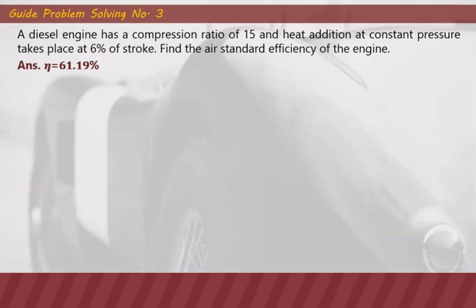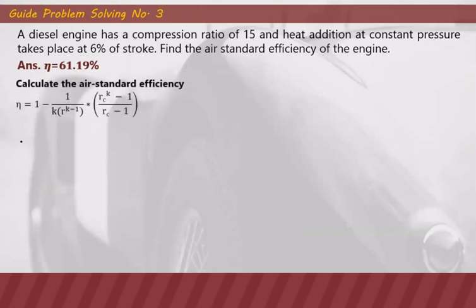Guided problem solving number 3. So this is the problem. A diesel engine has a compression ratio of 14 and heat addition at constant pressure takes place at 6% of the stroke. Find the air standard efficiency of the engine. So for the diesel engine, air standard efficiency is different. It's quite complicated and longer than the Otto cycle.